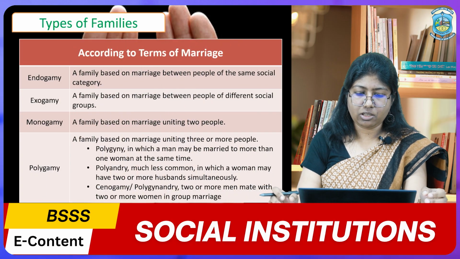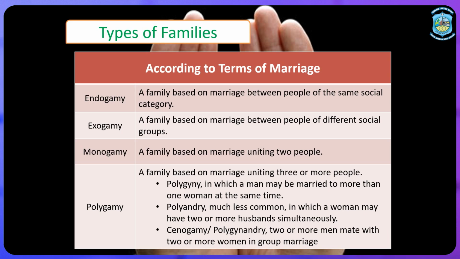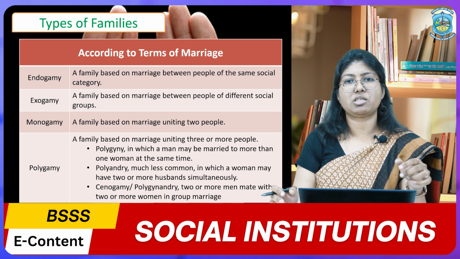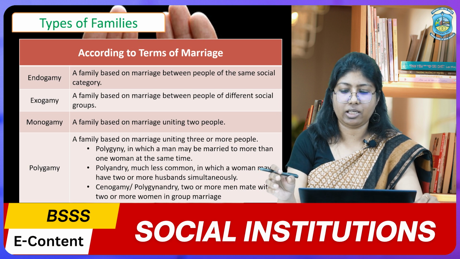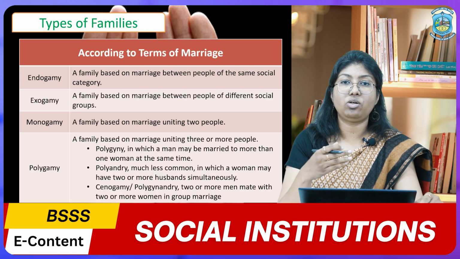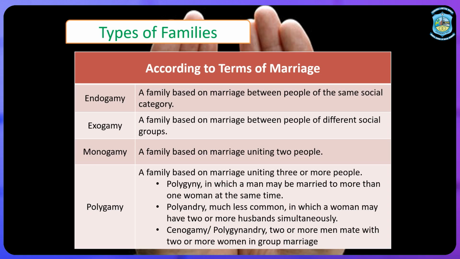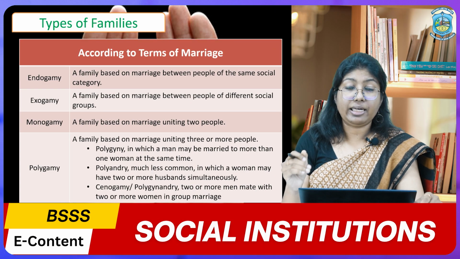According to the terms of marriage, they can be endogamy, exogamy, monogamy and polygamy. So, gamy, this word here refers to the group to which a person belongs. Okay. So, endogamy here refers to same social category, the marriage that is happening in the same social category. For example, the people following the same religion are marrying. This is an endogamous marriage, because the same social category here is the religion. Okay. Same caste marriage, that will be an endogamous marriage, and that type of family will be referred to as endogamous family. Another one is the exogamous family.